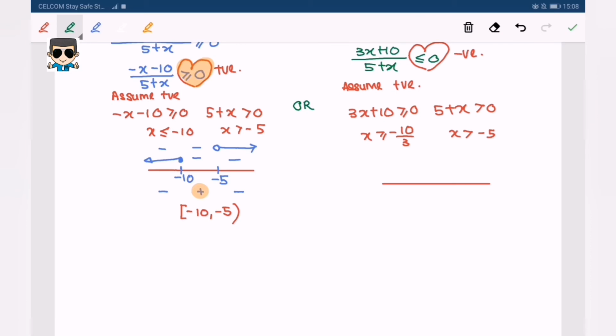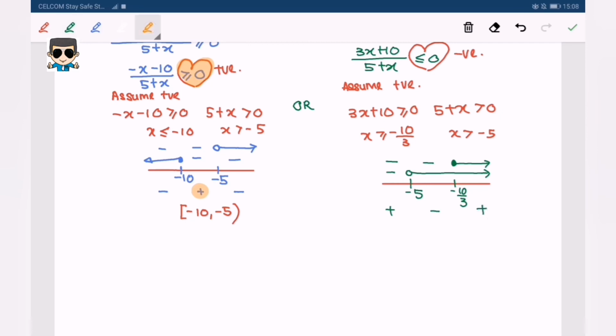Next, I'm going to illustrate the situation in a number line. Then I'm going to locate the values, where we will have negative 5 on the left, followed by negative 10 over 3 on the right. So x will be greater than negative 5. x will be greater than or equal to negative 10 over 3. Then we are going to fill up with a negative sign in the empty space because it is a positive real number line. So finally, multiply the sign and we will have a positive followed by negative, finally positive.